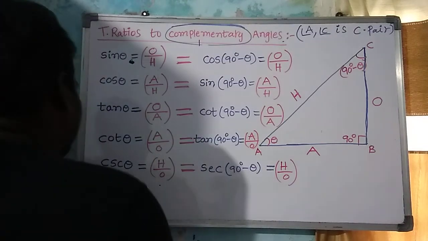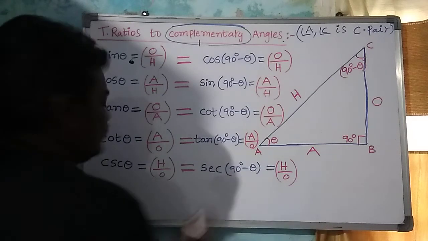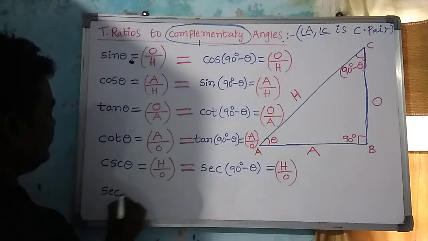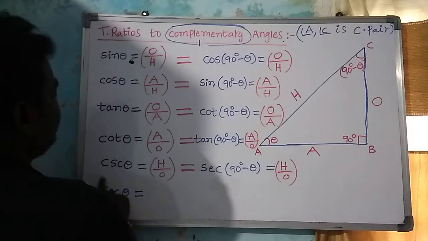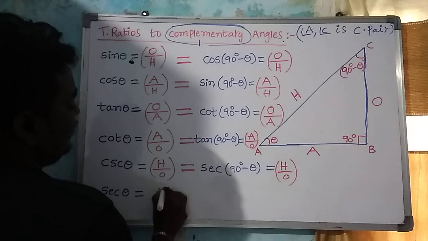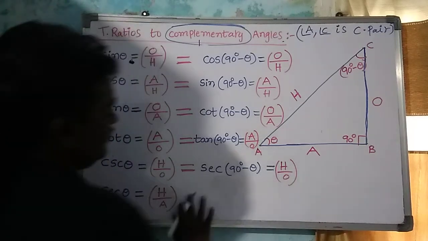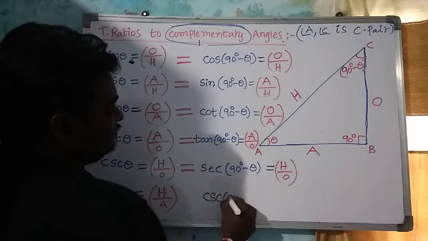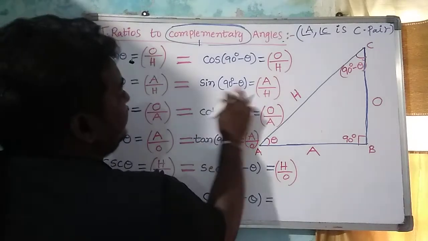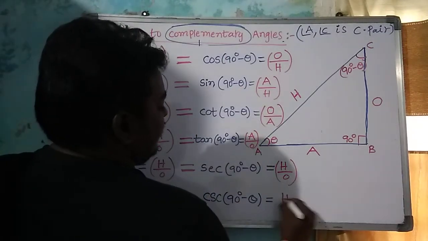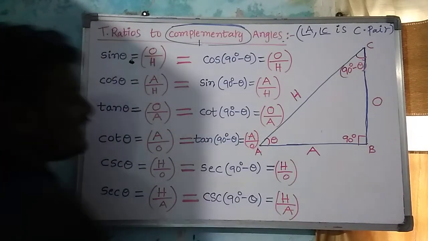Clear? Observe, we are generalizing some relations. What about secant theta? Secant theta is the reciprocal of cos theta, which is hypotenuse by adjacent side. Then what about cosecant 90 minus theta? Cosecant 90 minus theta is the reciprocal of sin 90 minus theta, which is nothing but hypotenuse by adjacent side. So I can place an equal to symbol.